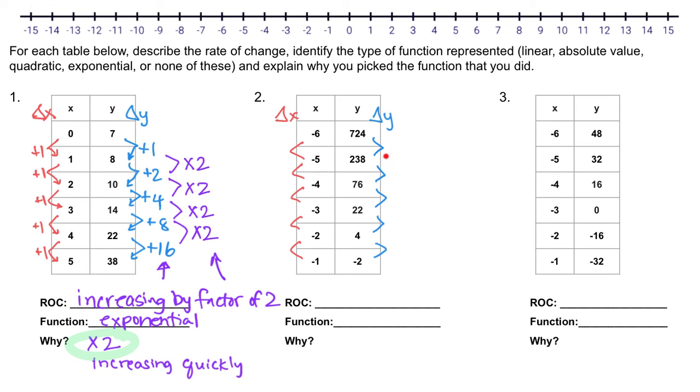Looking at question 2, please find the change in x and the change in y. Looking at these values, I see that my change in x is increasing by 1, which means to look at rate of change, I'm really just looking at my change in y, because negative 186 over 1, negative 162 over 1, those are all just the same as these change in y values. And we can see here that this is not a constant rate of change. So that rules out both linear and absolute value, because linear has to have a constant rate of change. Absolute value would have 2 because it has opposites, but neither is the case here.